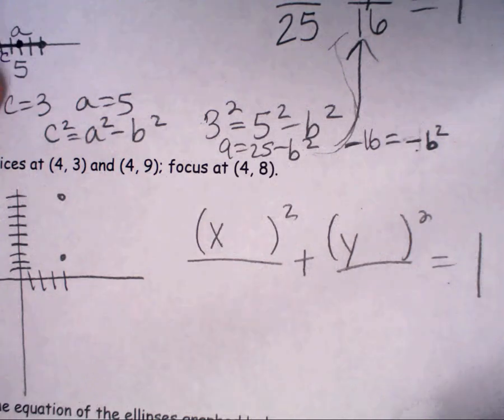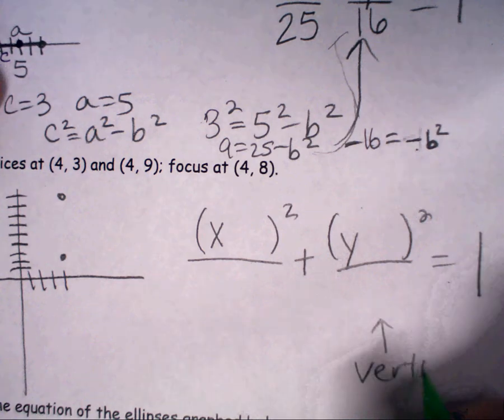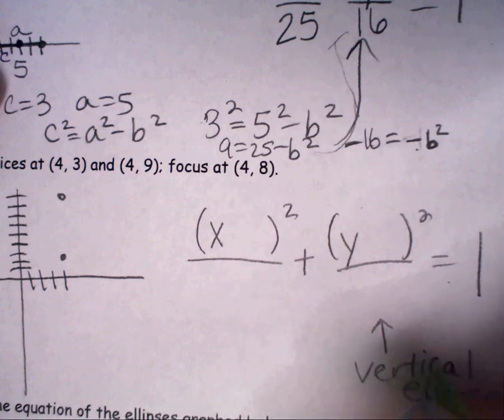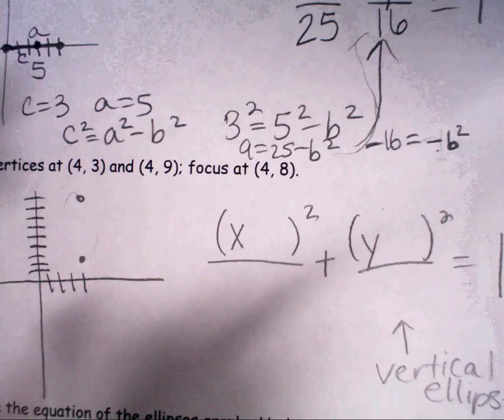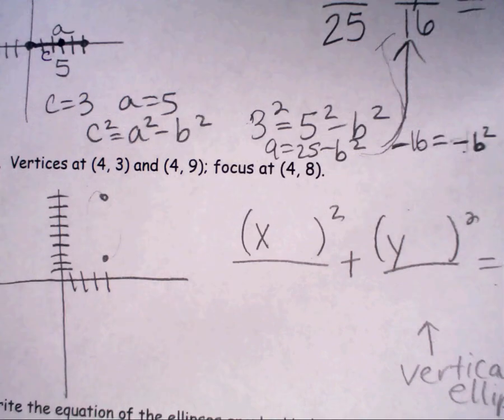Okay, so I know that it's going to be a vertical ellipse because of the way my vertices are going, right? If my vertices are up and down, it means it's bigger underneath the y. So what I need to do is figure out my center, because then I can figure out my a, and then we can go from there.